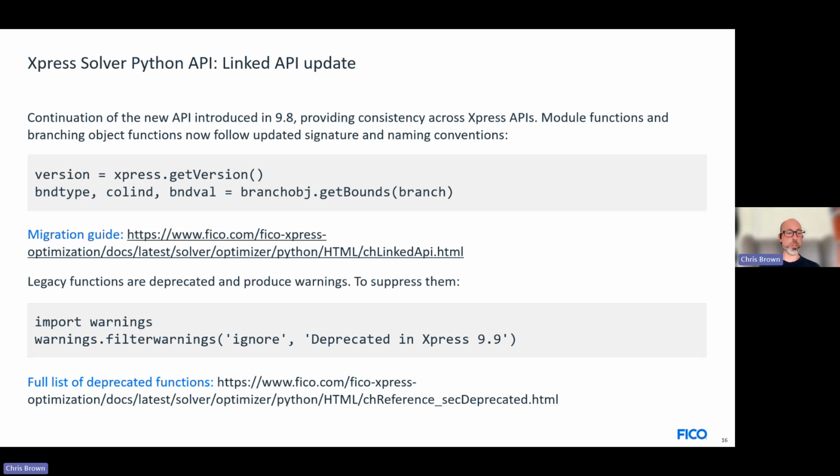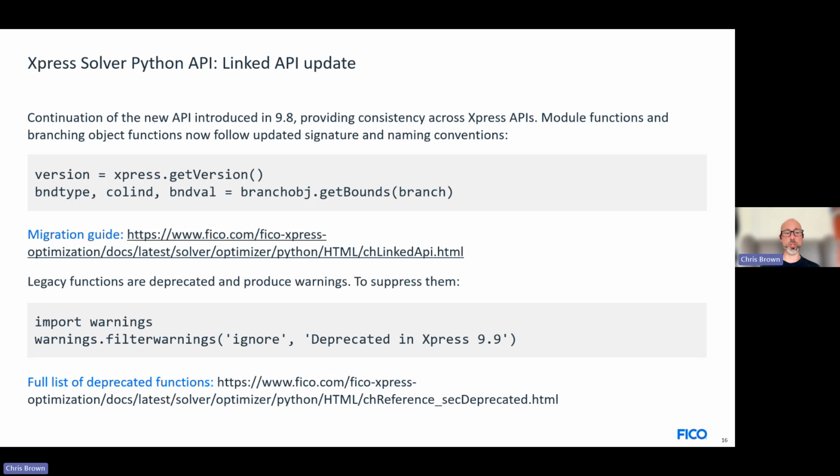If you haven't yet looked at migrating your Python code to the new API, there is a migration guide that you can find referenced on the slide there. That guide talks you through how to transition from each of the older functions and older styles of creating variables, creating constraints, and calling functions on the problem, how to migrate to the new style.